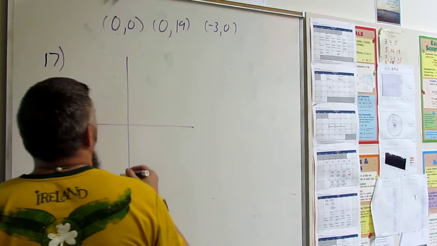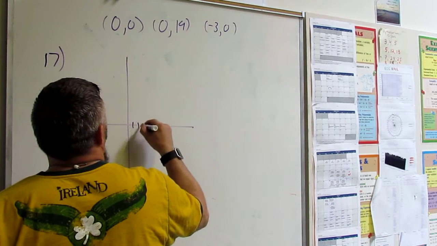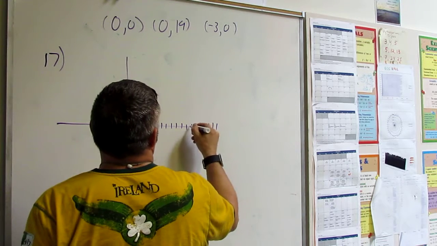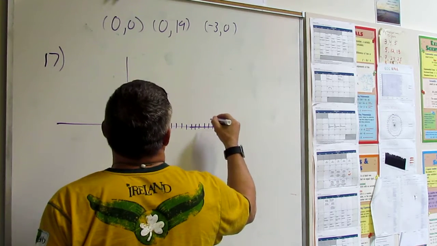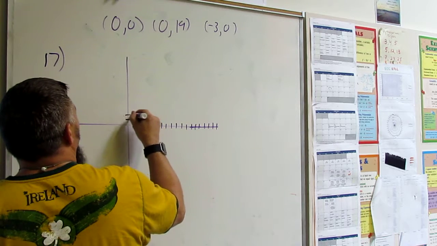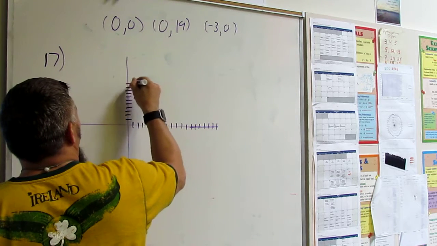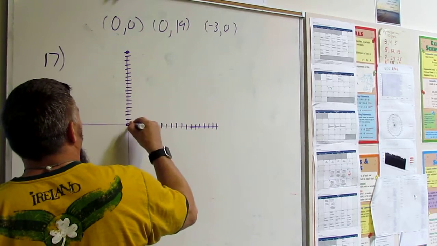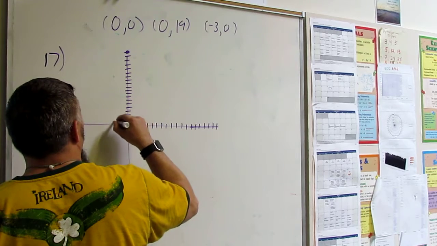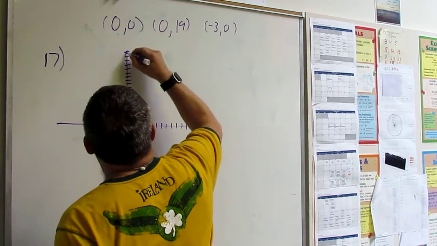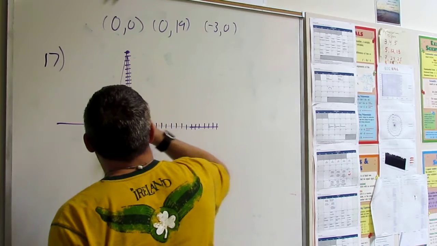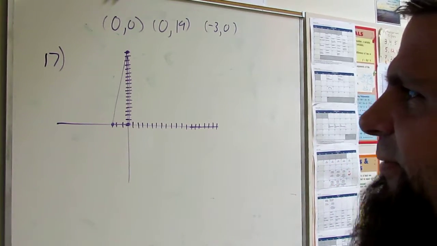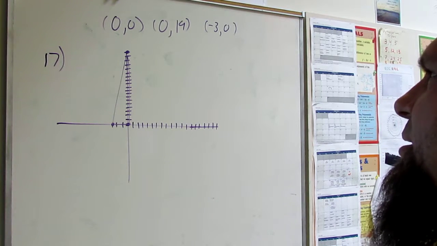So I'm going to go 1, 2, 3, 4, 5, 6, 7, 8, 9, 10, 11, 12, 13, 14, 15, 16, 17, 18, 19. So (0, 19), (0, 0), and negative 3, 1, 2, 3. Okay? So this is the triangle, right? And they said, find the circumcenter.